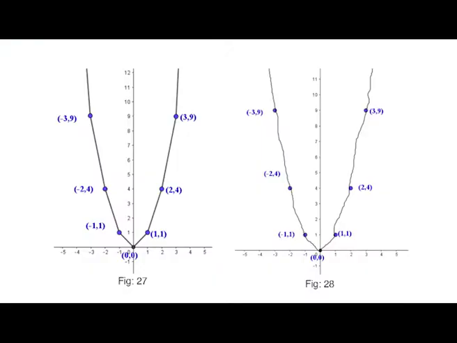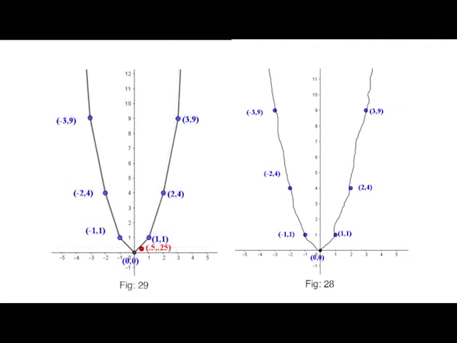As in figure 27 and figure 28, there are infinitely many ways to join the plotted points. How can we say that figure 27 and figure 28 are not graphs of f of x equal to x square? One method is this. Take the point x equal to 0.5. Its corresponding point on the graph of the parabola y equal to x square must be (0.5, 0.25). Obviously, by looking at figure 29, it can be seen that the given curve does not pass through (0.5, 0.25), and hence the curve in figure 27 is not the graph of the function f of x equal to x square.